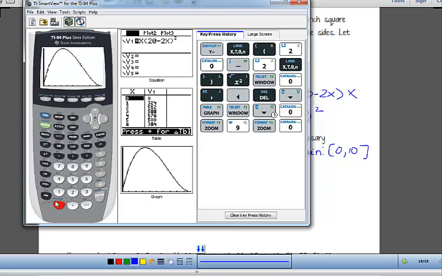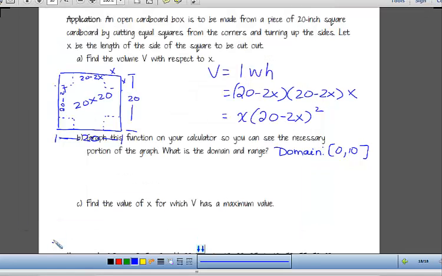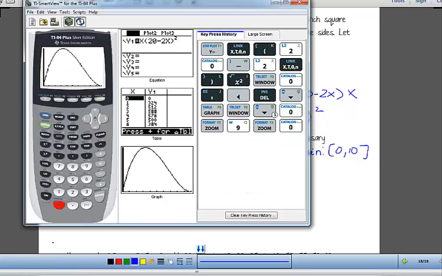So the question we're trying to answer is, what? Graph the function on your calculator so you can see the necessary portion. What is the domain and range? Okay, so we already figured out what the domain was. How are we going to figure out what our range is? What do we need to determine from this picture? I need to figure out what this highest value is. This relative what? Max. I need to figure out what that is.